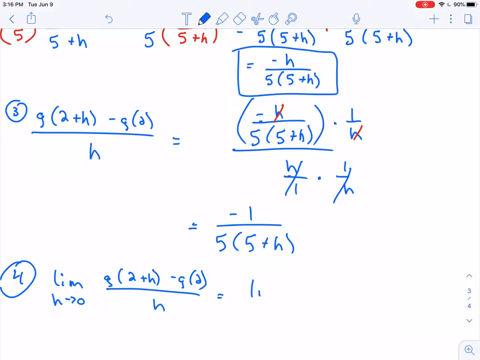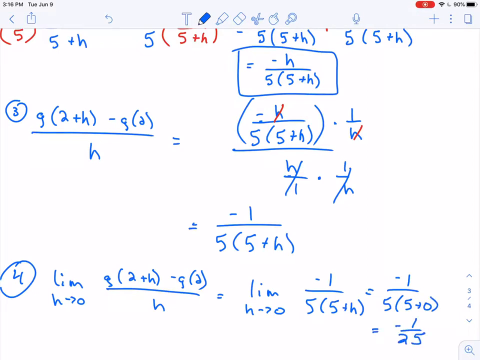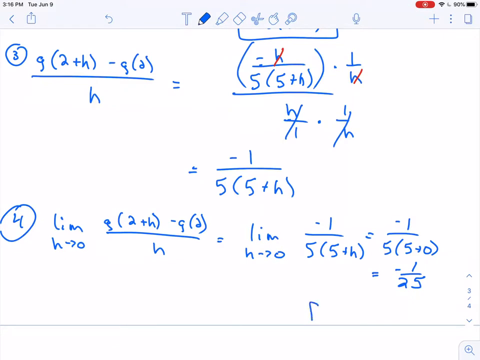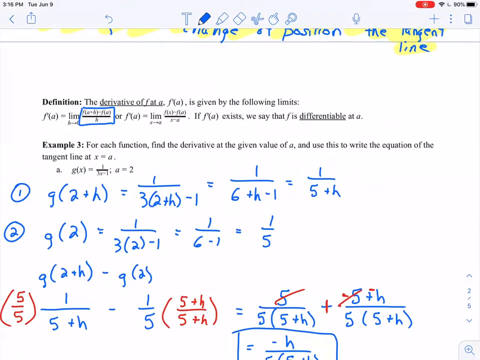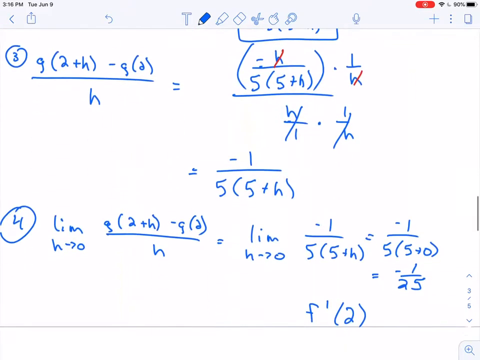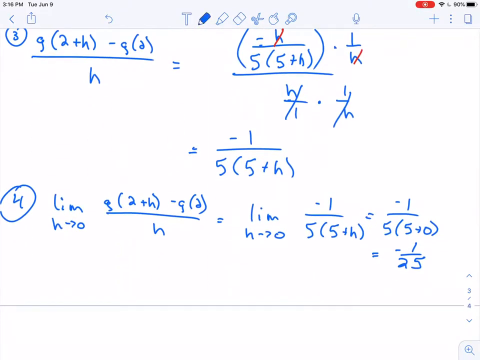So I'm going to look at the limit as h approaches 0 of negative 1 over 5 times 5 plus h. This is negative 1 over 5 times 5 plus 0. This is negative 1 over 25. Oh my gosh, okay. So there is my derivative. This is actually g prime of 2, right? Our function was g. So g prime of 2 is equal to negative 1 over 25. There's the first part of my answer.